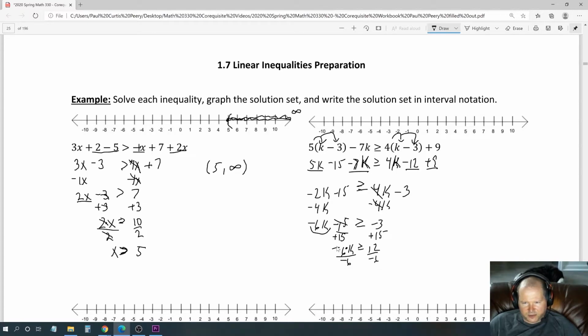Next, we undo the multiplication of k by negative 6 by dividing by negative 6. Whatever you do to one side, you do to the other. Cancel, cancel, gives me k. Now, because we divided both sides by a negative, we have to flip the inequality. 12 divided by negative 6 is negative 2.